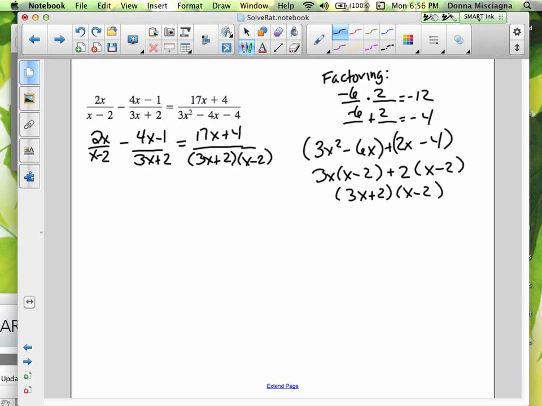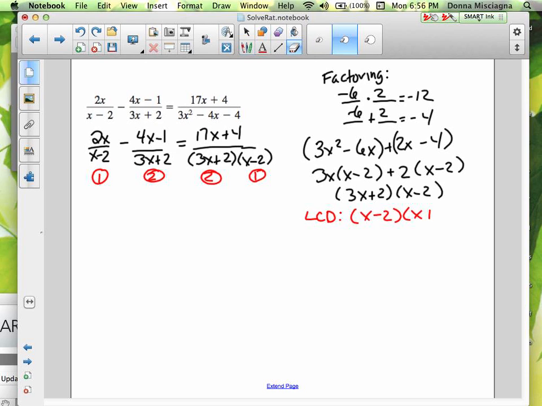So now we should see what our least common denominator is. All right, our LCD, we got 1 x minus 2. Right, he has an x minus 2, but nobody has more than 1 x minus 2. And then we've got a 3x plus 2. Right? So our least common denominator is going to be x minus 2 times 3x plus 2. And again, you don't want to multiply that. You want to be able to cancel.